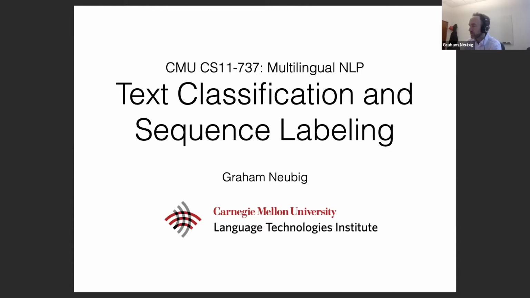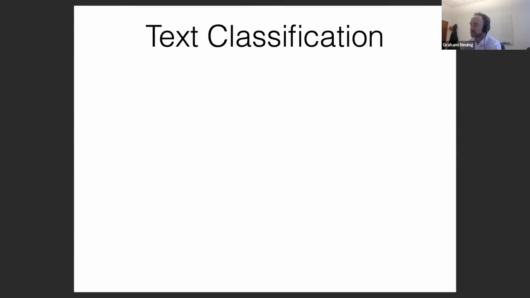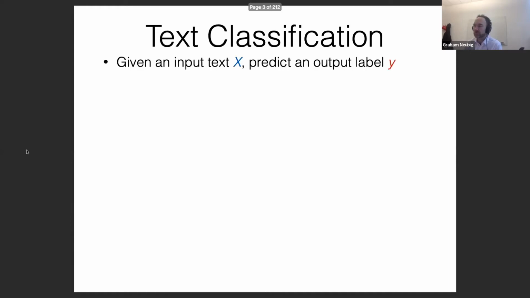Okay, getting started, text classification and sequence labeling. So text classification and sequence labeling are both very broad, like I like to call these task categories. They're not tasks in and of themselves, but they're categories of tasks that all look very similar and thus can be solved in similar ways.